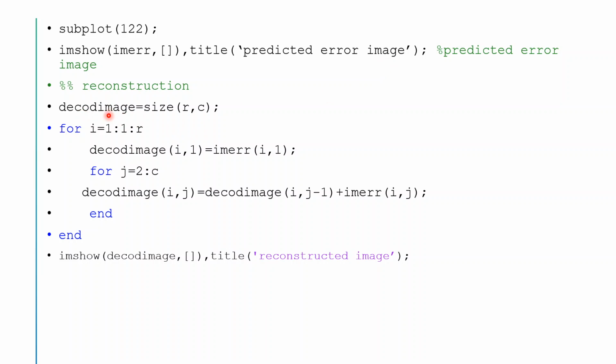In the decoding part, we take an array of size R cross C, and we go for row-wise scanning, and we take the first row value, and then we perform the reconstruction of that image. The current pixel is equal to the previous pixel value plus the quantized error value that we have received, and we display that reconstructed image. So we obtained the original image here, the predicted error image here, and the reconstructed image here.